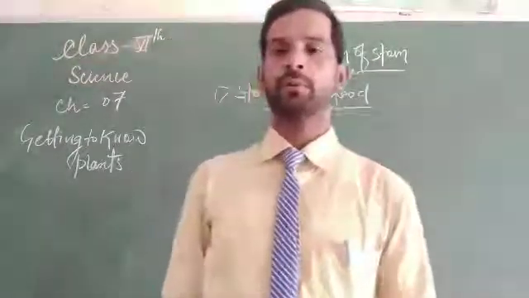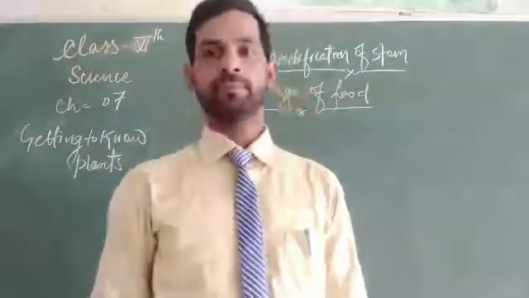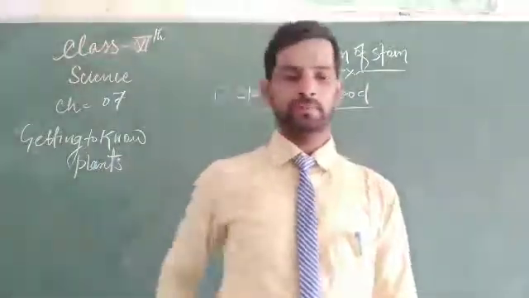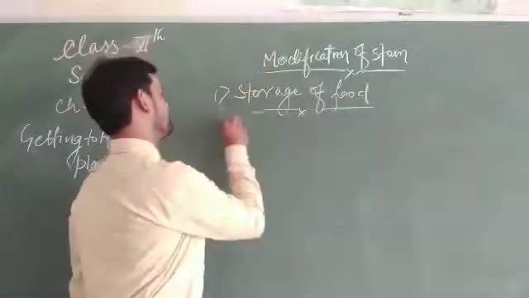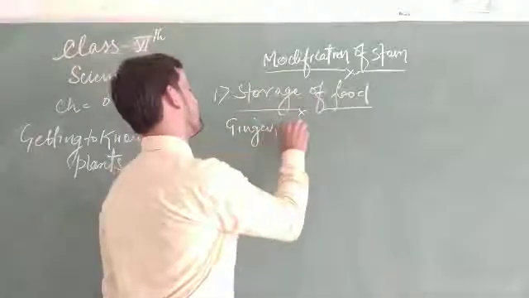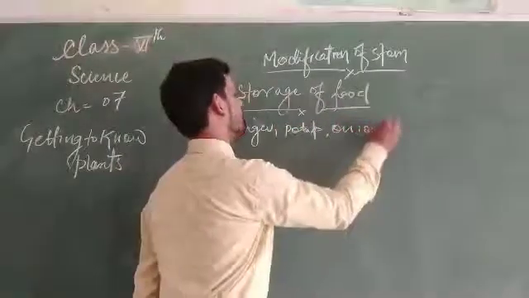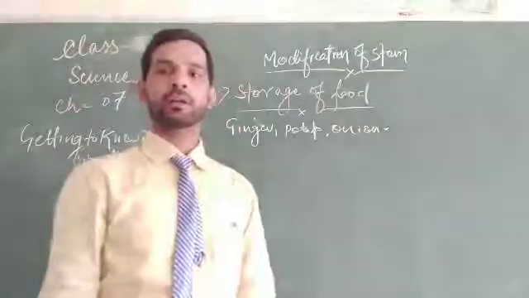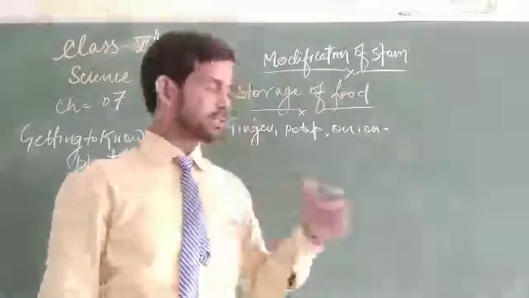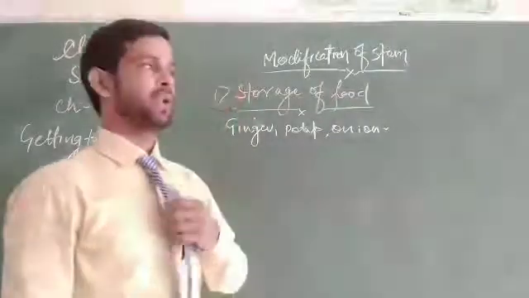But what about the stem? Stems like ginger, potato, onion. These are underground stems. These stems grow underground in the soil and store food.